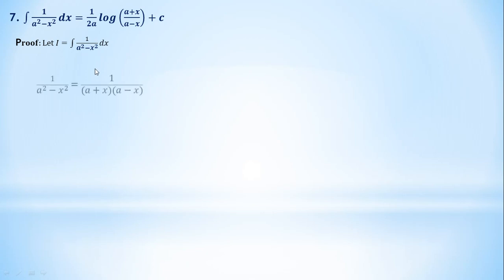Now next one is integration 1 upon a square minus x square dx is equal to 1 upon 2a log of a plus x upon a minus x plus constant. Now in this result also we have to adjust the term a square minus x square algebraically. Now see here, first of all write I is equal to integration 1 upon a square minus x square dx. Now algebraically 1 upon a square minus x square can be written as 1 upon a plus x into a minus x.